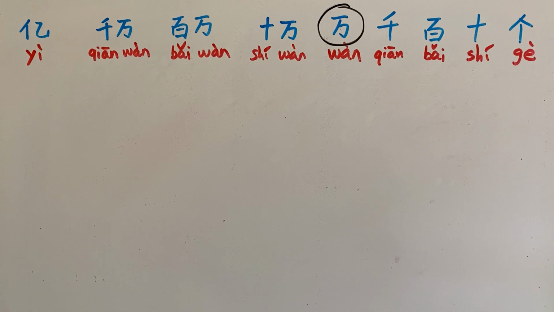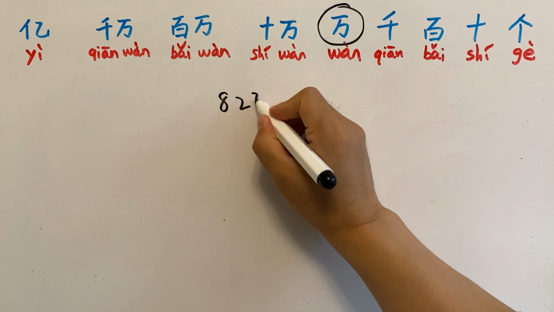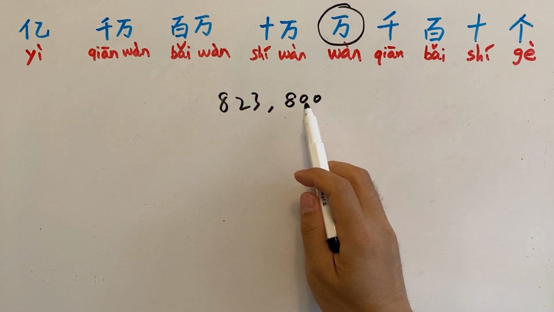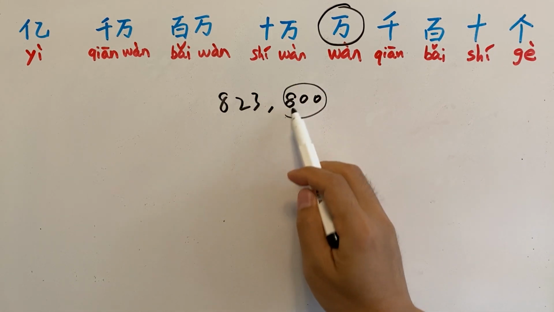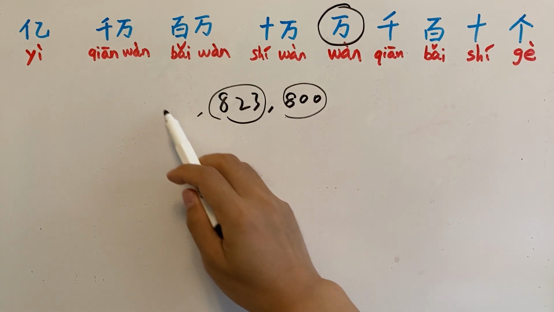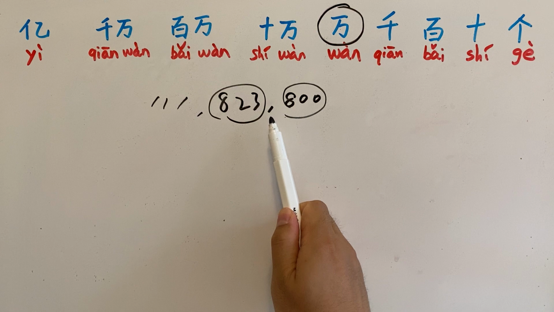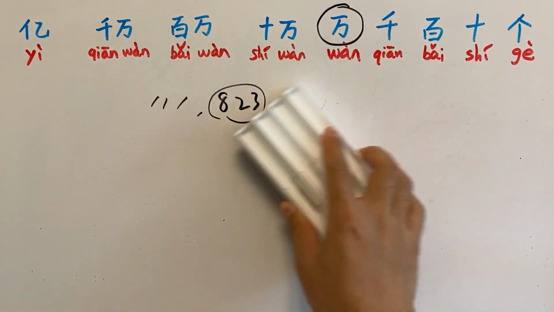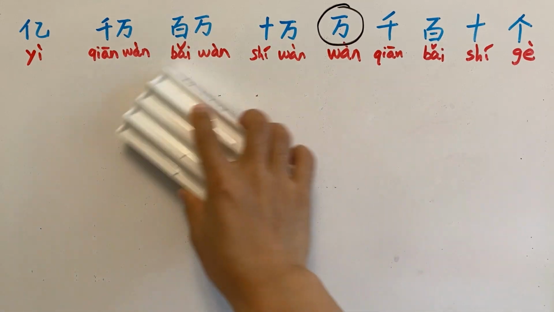In English, you use three numerals as a set. Three as a set. So this is thousands, this is million. But in Chinese, we use four numbers as a set because we have one more unit, 万.